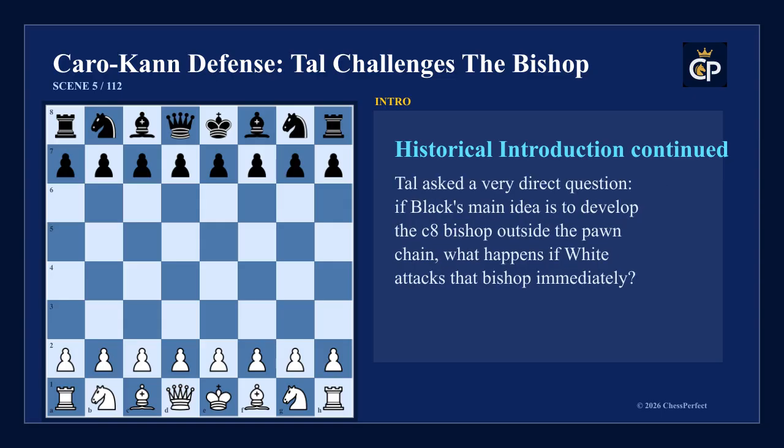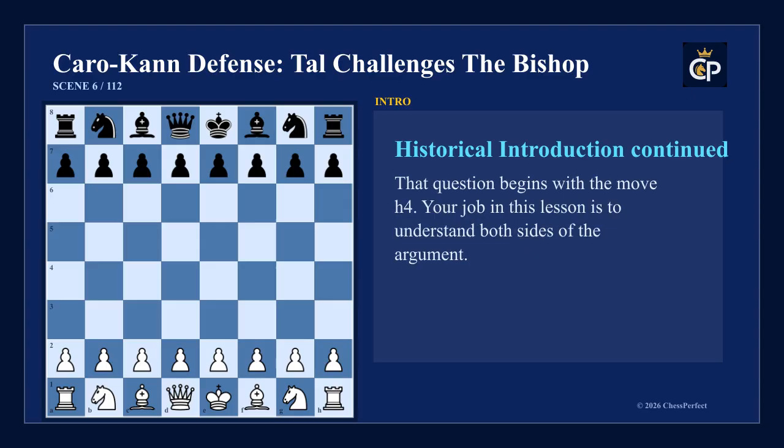Tal asked a very direct question: if Black's main idea is to develop the c8 bishop outside the pawn chain, what happens if White attacks that bishop immediately? That question begins with the move h4. Your job in this lesson is to understand both sides of the argument.